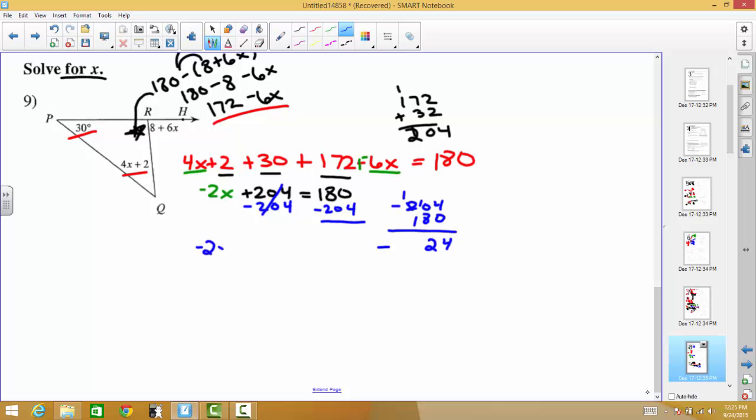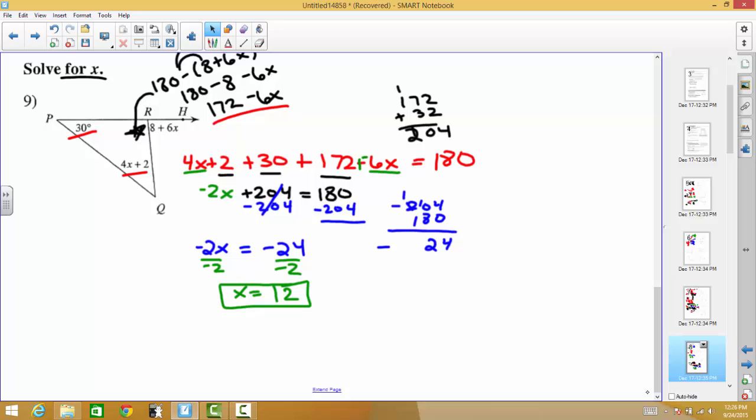So I'm going to just rewrite the whole problem. Negative 2x. You can put minus 24. I'm going to put plus negative 24. It means the exact same thing. Negative 2x plus nothing equals negative 24. And then divide by negative 2. So your answer is 12. A negative divided by a negative is positive. And so 12 it is.